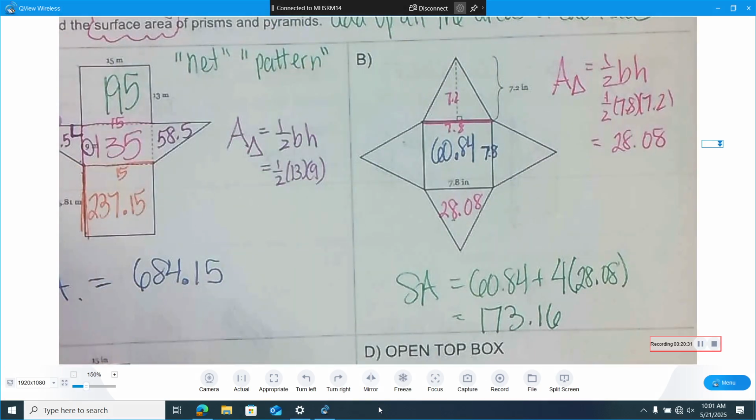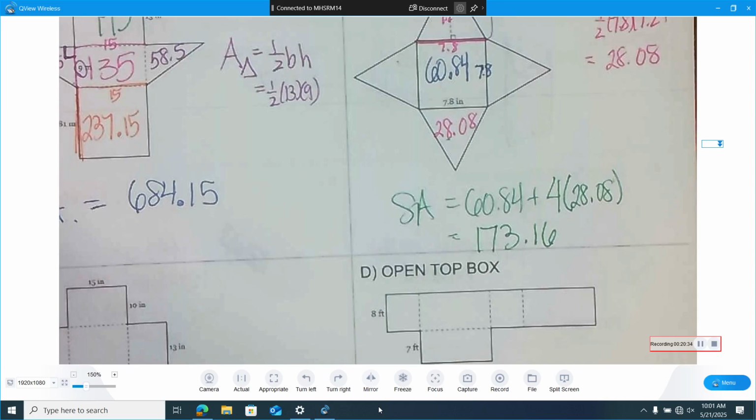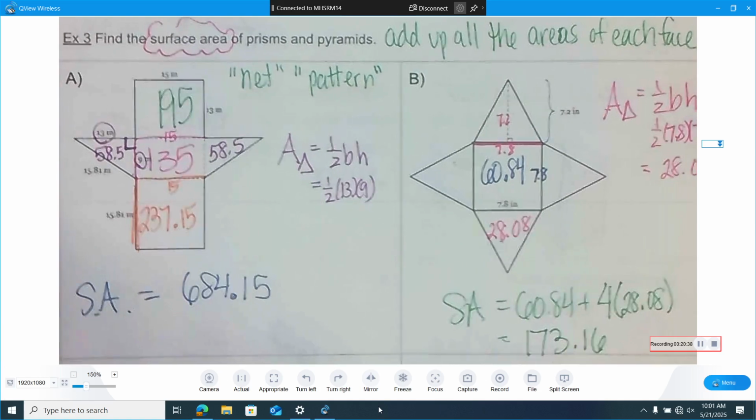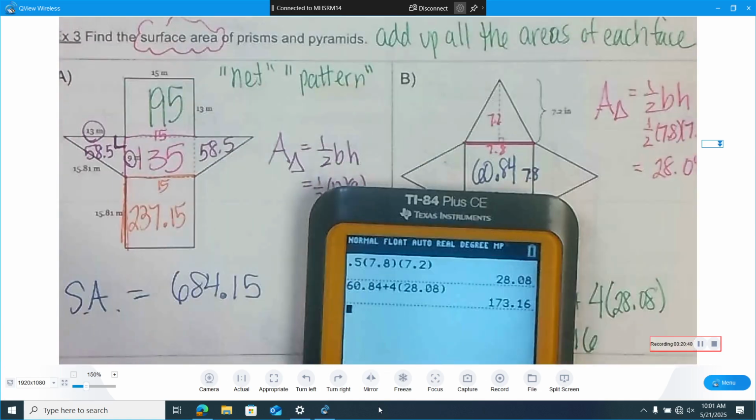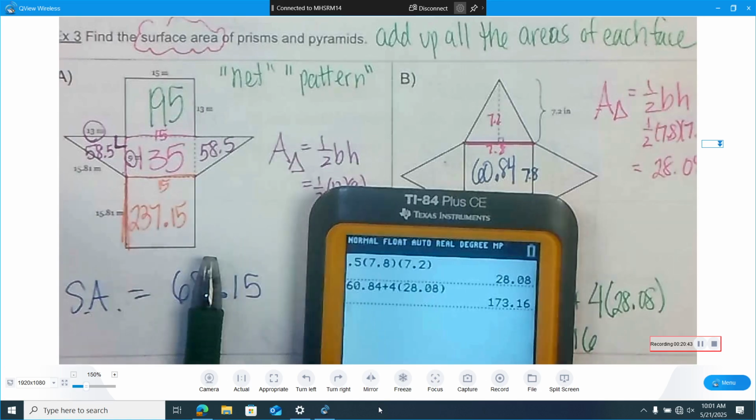And I don't think we need to do the open top box. It's just finding all the rectangles. So I think we're okay. Do you have any questions for me? No? All right, fantastic. Then you guys go ahead and get started on the Delta Math.